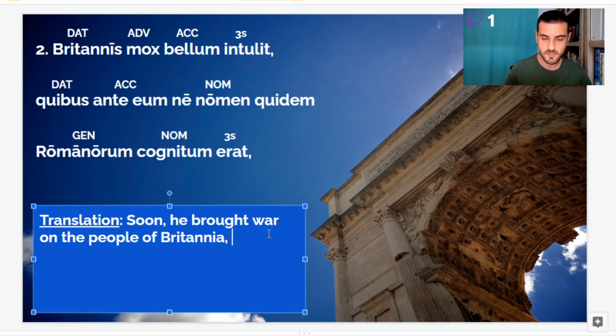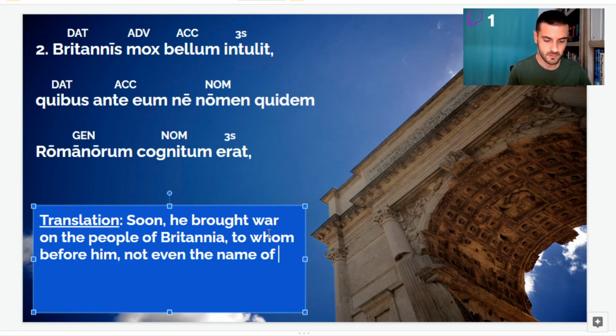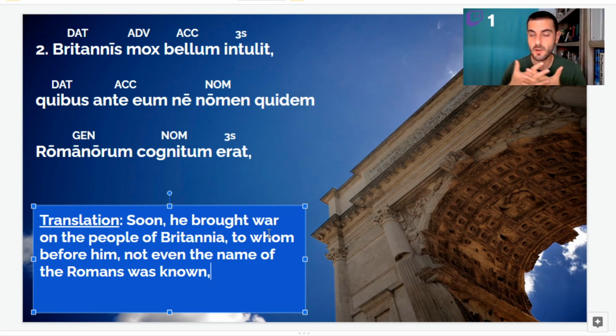So he brought war to the people of Britannia, to whom, before him, not even the name of the Romans was known. So kind of parsing that out to what in the world does he mean, what he's saying is when he brought war onto this island, they'd never even heard of Rome. That just tells you how isolated the British were.